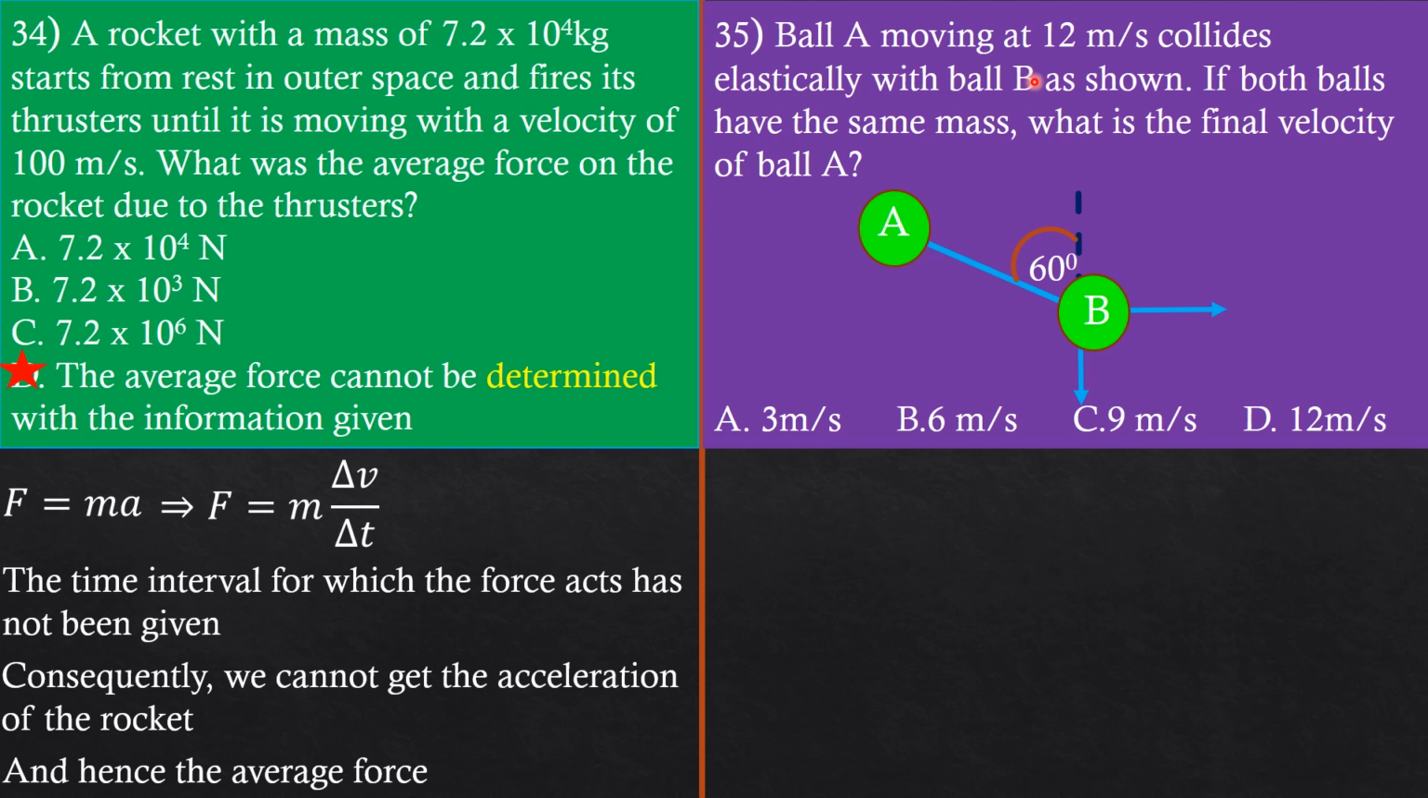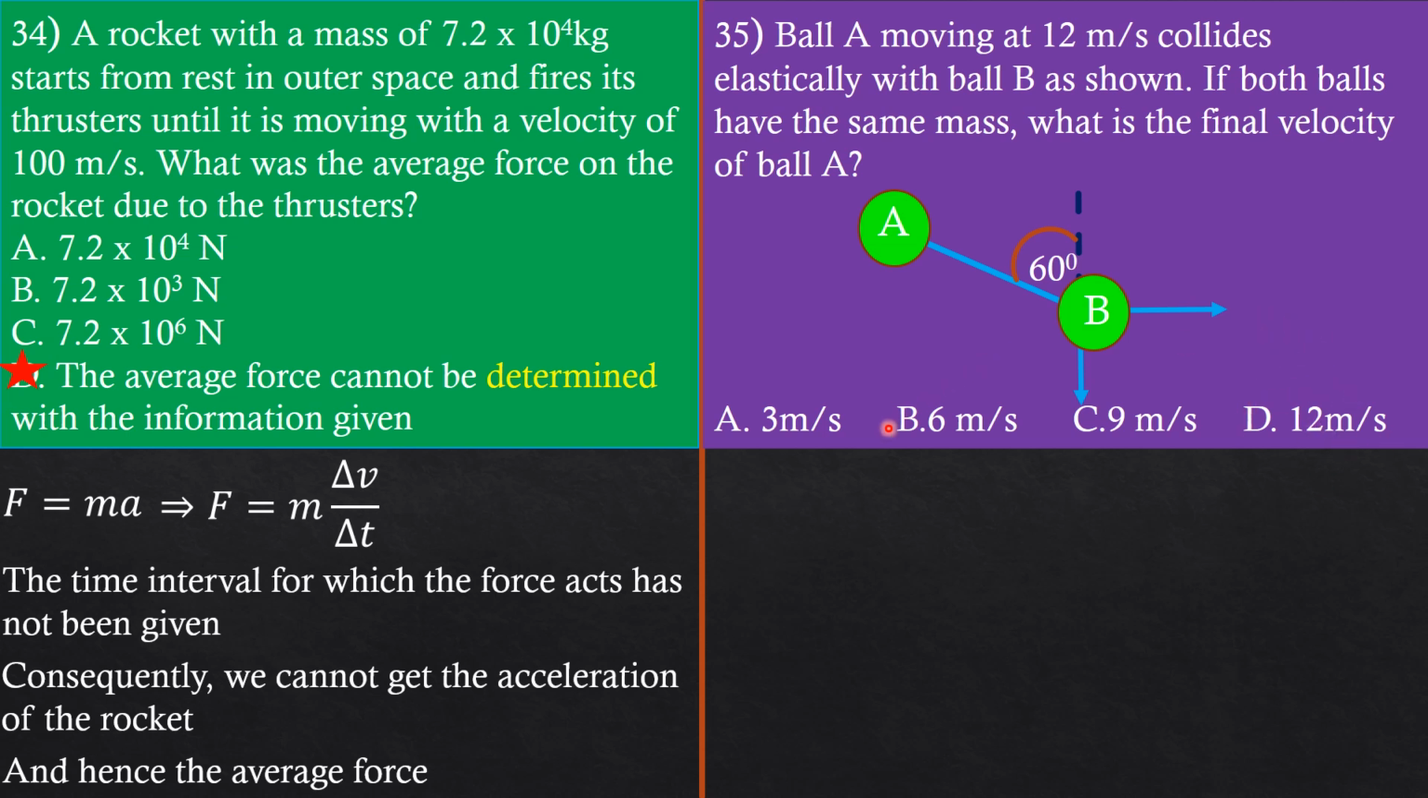So guys, if your time is against you, if I were you, I'll just hurriedly click on my option D, okay? Because I've been told that the collision is elastic. Elastic, guys, means the final velocity of ball A has to be equal to the initial velocity, which is 12 meters per second. But let's try to show this.